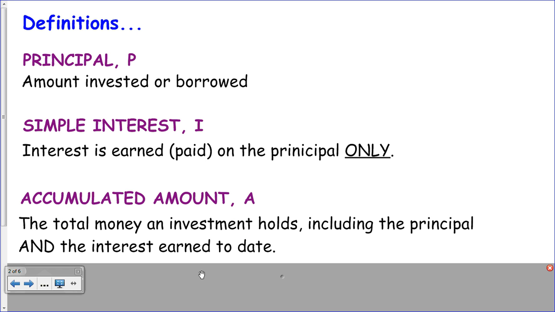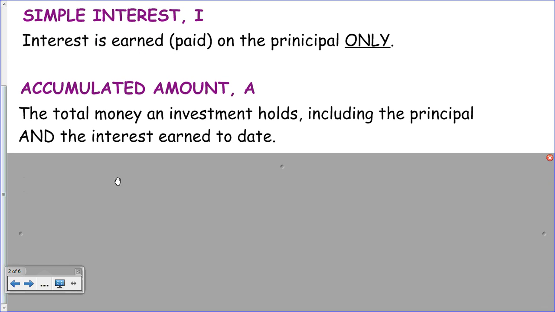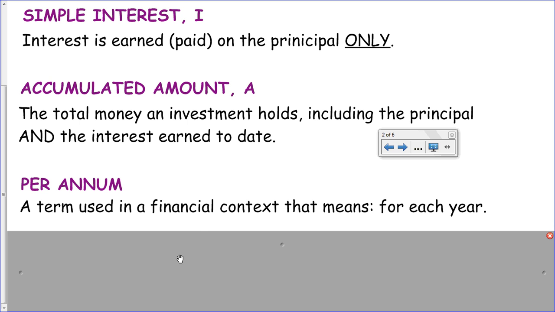Next is the accumulated amount, which has the symbol capital A, and that's the total money an investment holds, including the principal and the interest. So that's all your earnings, all the savings that you've collected over however much time you've been saving. And per annum, this will come up very often throughout this unit, and that's just a fancy financial word for each year. So if you're given a specific interest rate and it says 6% per annum, that just means that you're getting 6% interest for the year on your investment.